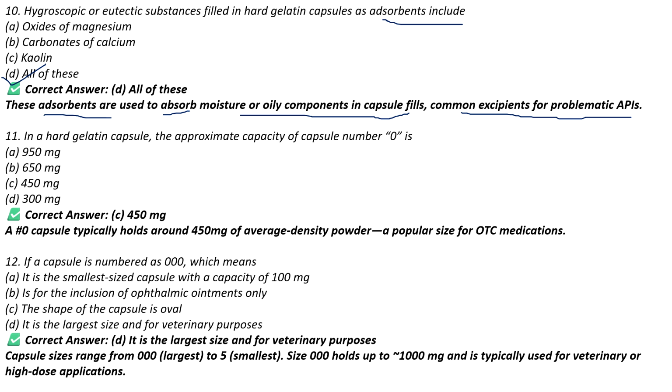Moving on to the next question. In a hard gelatin capsule, the approximate capacity of capsule number 0 is. Options are 950 mg, 650 mg, 450 mg, or 300 mg.